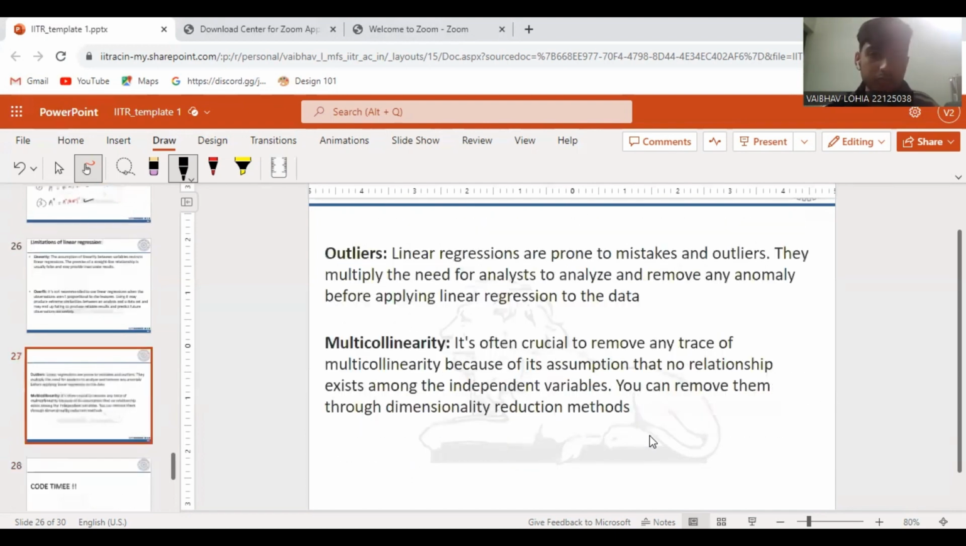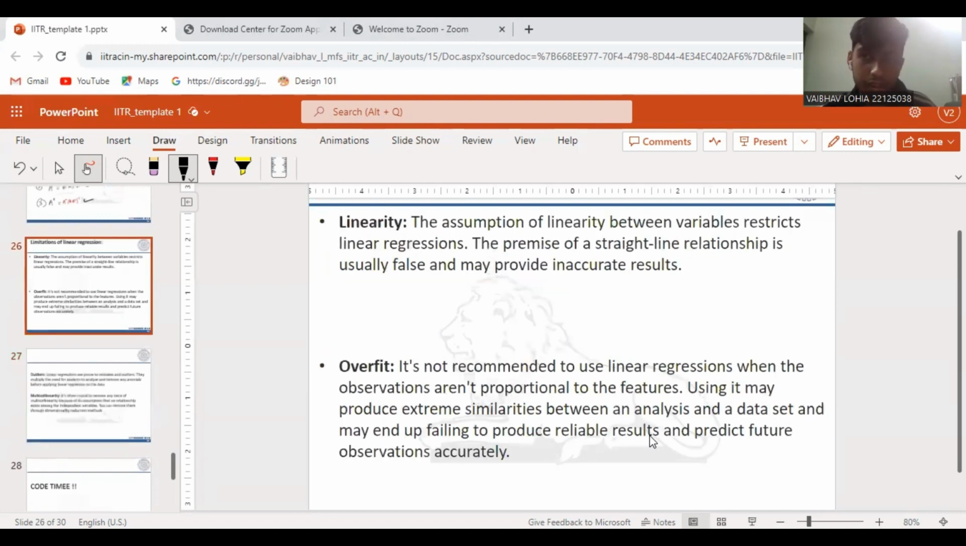There are mainly four limitations of linear regression. The first is linearity. We assume that we have a linear relationship between features and the output, but there can also be a polynomial relationship between them. Also, sometimes we get cases where the observations aren't proportional to the features, where we have a danger that we can overfit the data, which could give bad results.